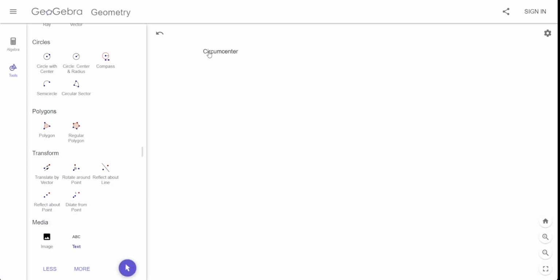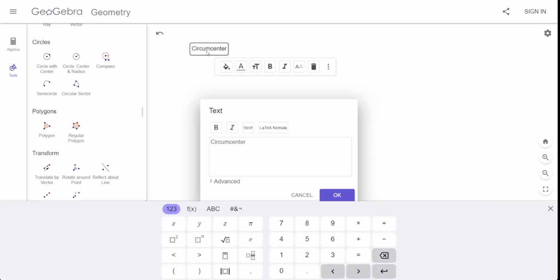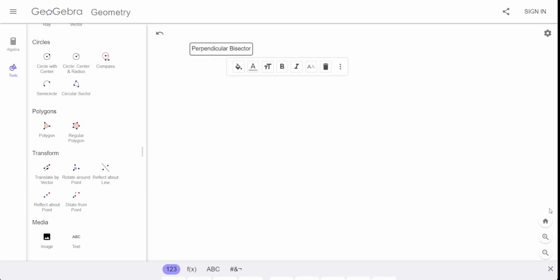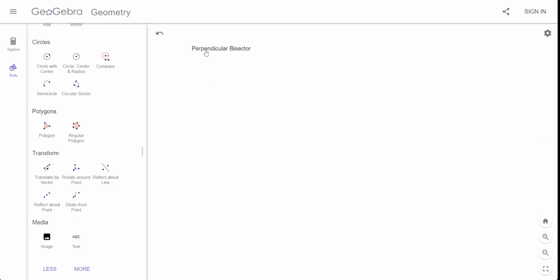So the first thing we're going to talk about, well, it's the circumcenter. You know what? I should have done this. Let's change that. Let's change it to perpendicular bisector. All right, so that's what we're going to talk about right now. All right, so what in the world is perpendicular bisector? Well, it's kind of in the name.